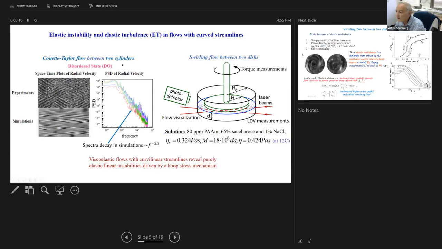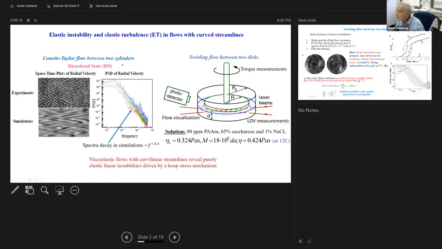One is Couette-Taylor flow between two cylinders, a classical example of flow with curvilinear streamlines. I will show you an experiment with patterns that appear above the threshold, and then at a much higher Weissenberg number, a higher value of velocity gradient, we observe the power spectrum for velocity, which has a specific decay with an exponent of order 3.3, much larger than the decay exponent in the case of inertial turbulence. Therefore, this flow is spatially smooth and random in time. And that's called elastic turbulence.